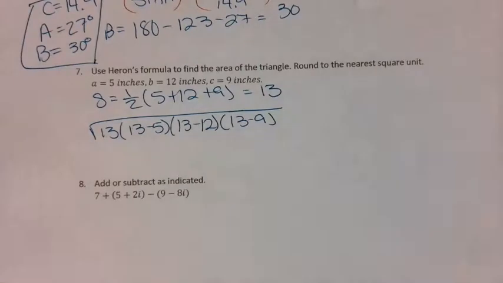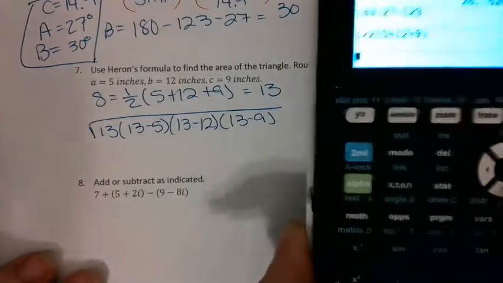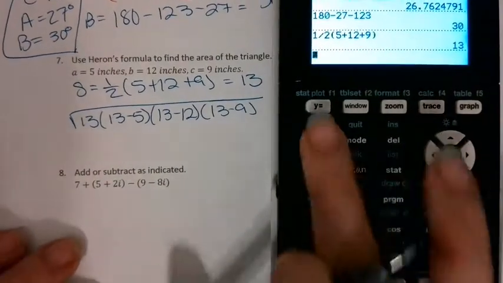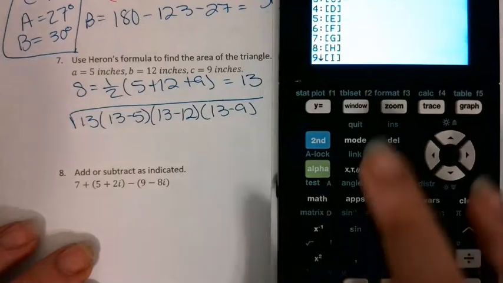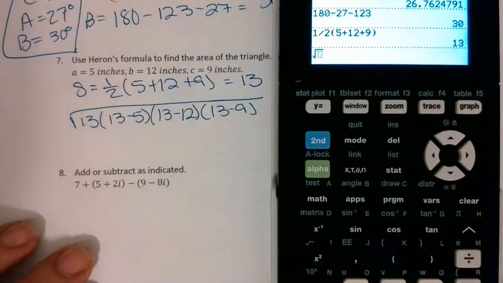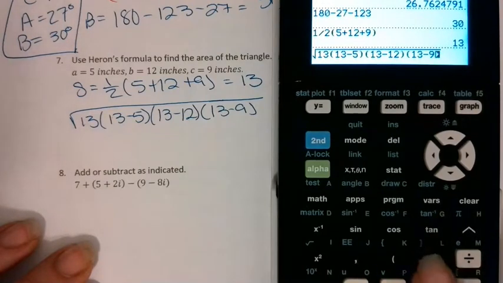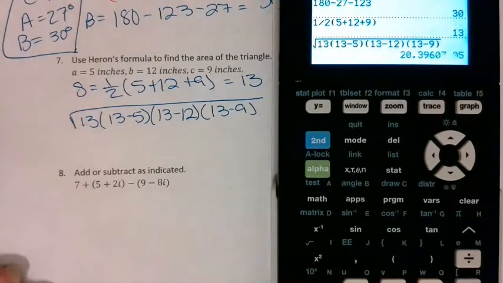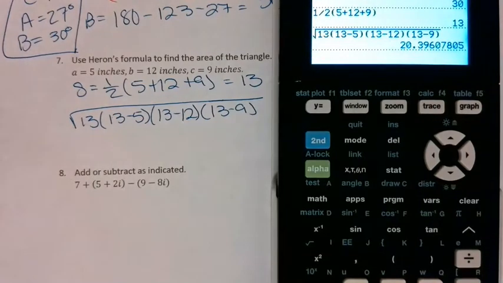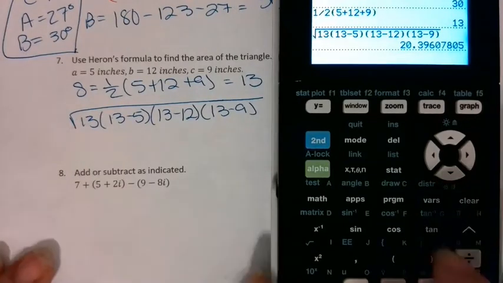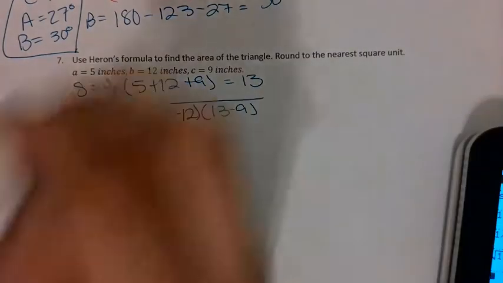One thing I should say, S should always be larger than your largest side length. If it's not, you've done something wrong. Okay, then I'm going to type this into my calculator. Oops, not that button. And I want to be careful about my parentheses, because if I accidentally hit it twice, it takes me out of the square root. Or if I'm on a newer one, it'll give me an error. This gives me 20.39. It said round it to the nearest inch. So it's going to be 20 inches squared.